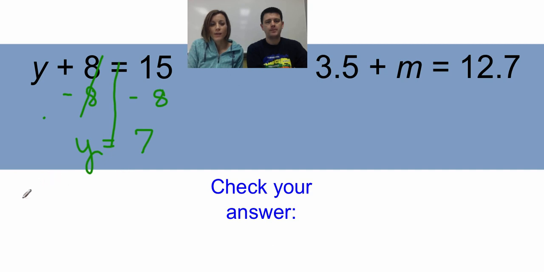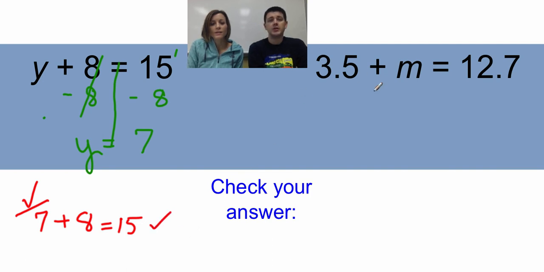And now we got to check our work. You want a different color, don't you? Christmas colors. You're putting the 7 back in for that y in the equation. So you're going to add up 7 plus 8, which is equal to the right side of 15, the way we wanted it, so we are done. So think of it as you're solving an equation, you're always doing the opposite. They had added 8, so Mrs. King subtracted it away to get rid of it.